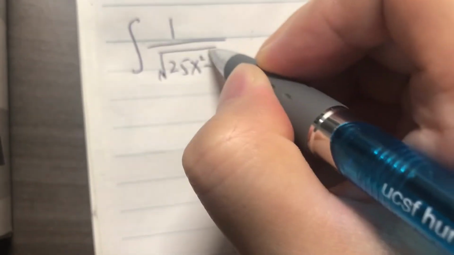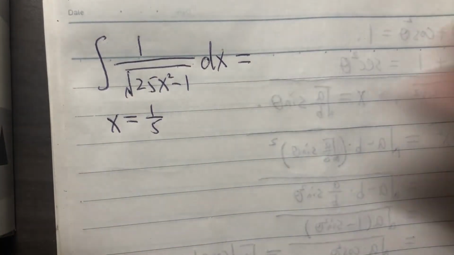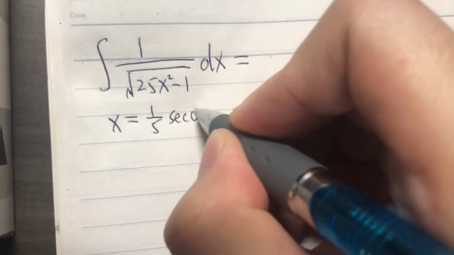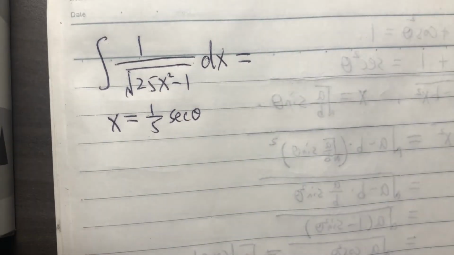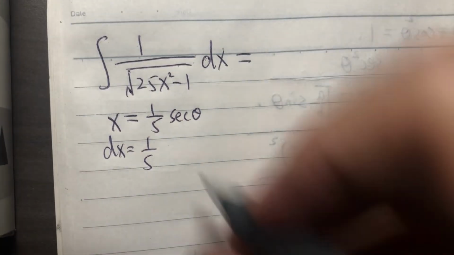Okay. 5x squared minus 1 dx. Right, don't forget dx, because we also need to rewrite dx in terms of theta. So we use x equals 1/5 secant theta, and dx is 1/5 secant times tangent.